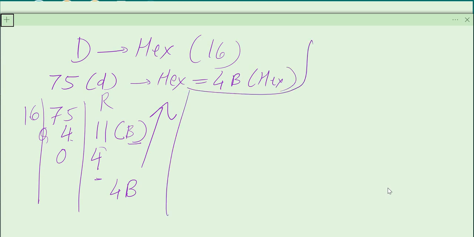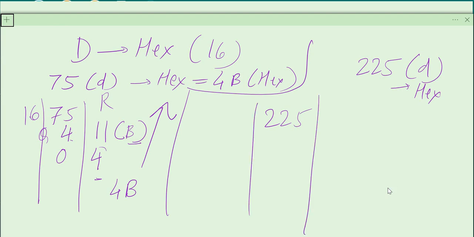We'll have one more example. Let's take a bigger number, 225 decimal, and convert it into hex. So 225 divided by 16. 16 ones are 16. Then 16 2s are 32, and so on. 16 4s are 64. So the remainder is 1. This is the quotient.